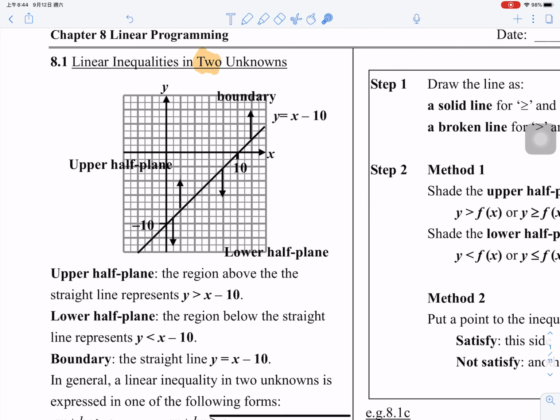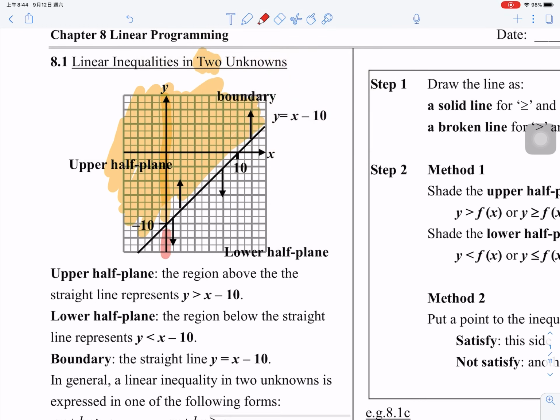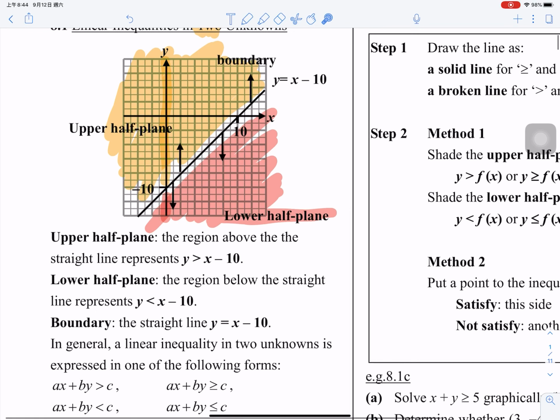How can we distinguish the upper half from the lower half? You can have a look at the y-axis. The upper half of the y-axis after the straight line cuts it, this part is the upper half plane. Then how about the lower half plane? The lower part of the y-axis, this part is the lower half plane. Clear? Okay, so it is not difficult to distinguish these two regions.